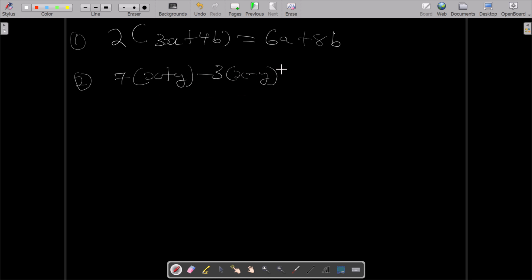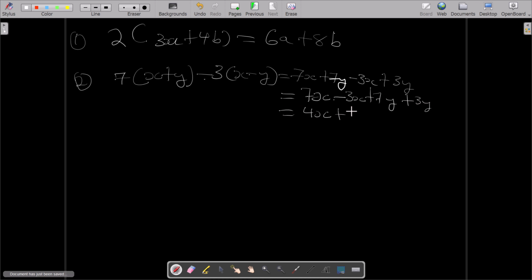So when you're expanding this, it means you get nothing but 7x plus 7y minus 3x. And minus times a minus is a positive, so you get a positive 3y. Let me arrange like terms. Minus 3x plus 7y plus 3y. So here we get 4x plus 10y. This is how we simplify the algebra.